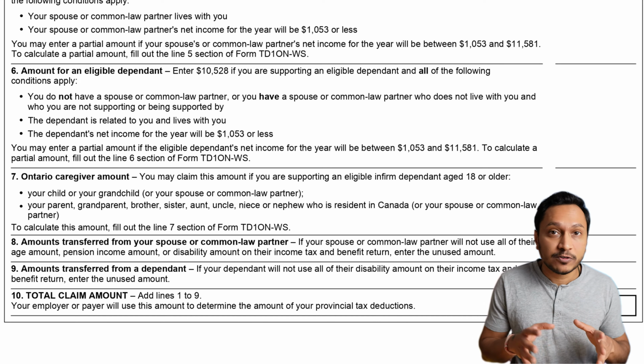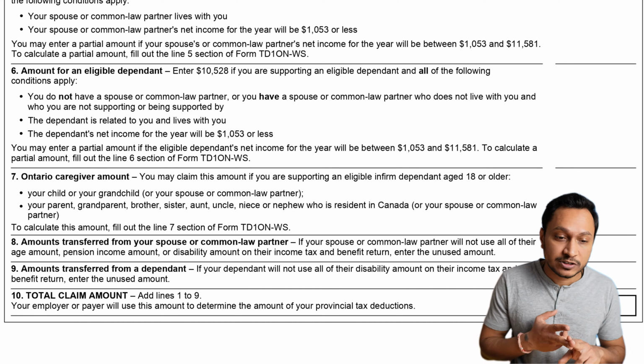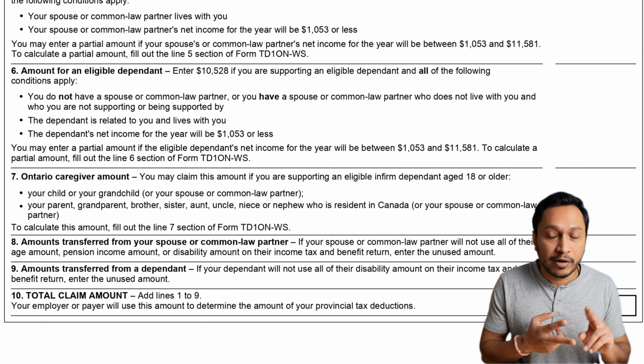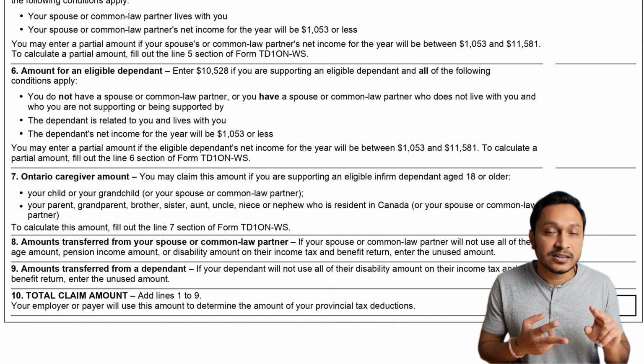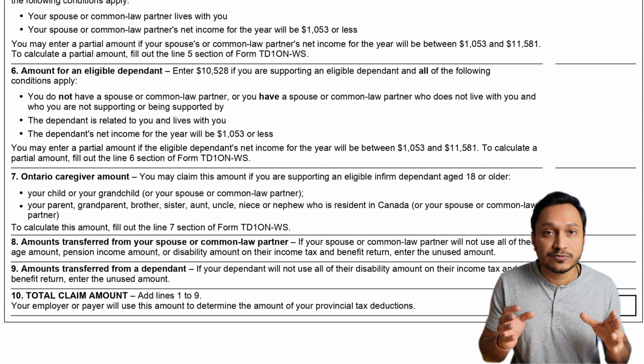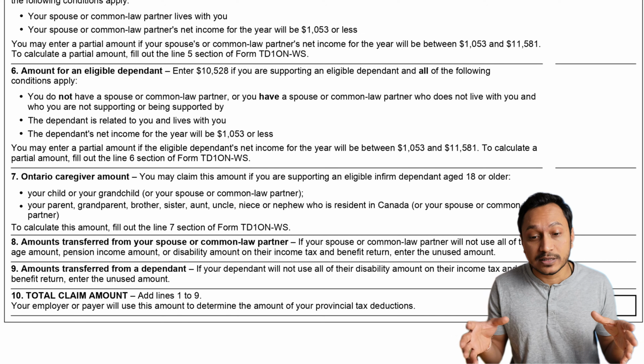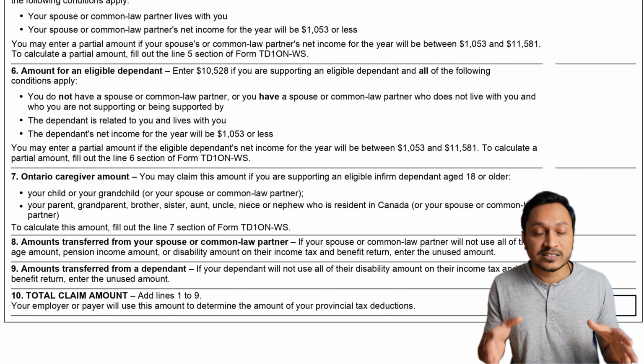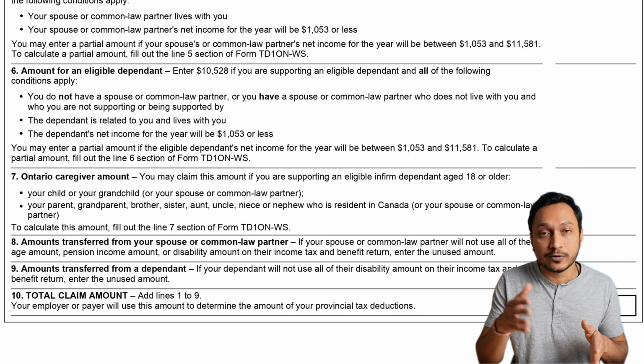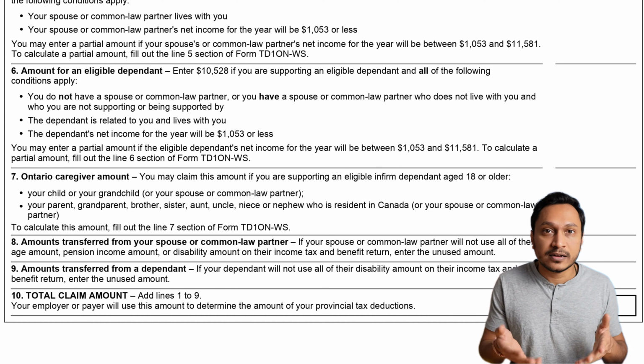You can claim this amount if you meet all of these conditions. If you do not have a spouse or a common law partner, you have a dependent that lives with you, and the dependent's net income is less than $1,053. If their income is more than $1,053 and less than $11,581, you can still claim the partial amount, but for that you will have to fill up the worksheet. If their income is more than that, there is nothing to fill.